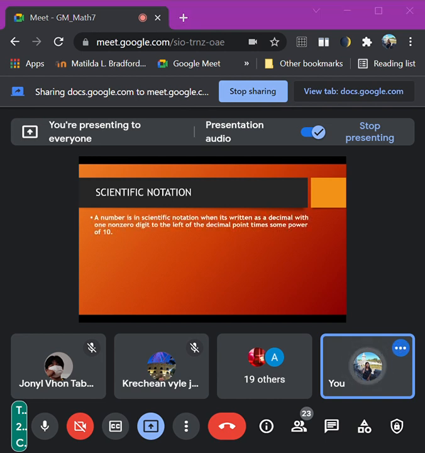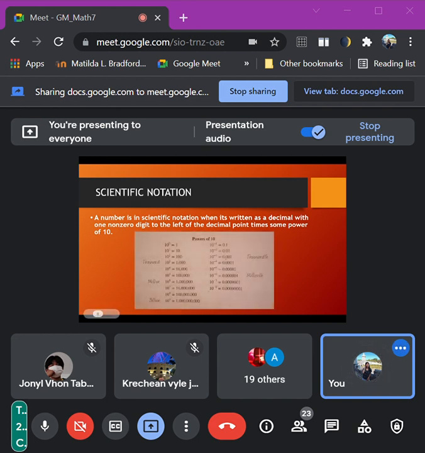When we say scientific notation, a number is in scientific notation when it's written as a decimal with one non-zero digit to the left of the decimal point times some power of 10. So here in our scientific notation, there should be one non-zero digit to the left of the decimal point. And then we're going to multiply that with the powers of 10. So here, we can see these powers of 10.